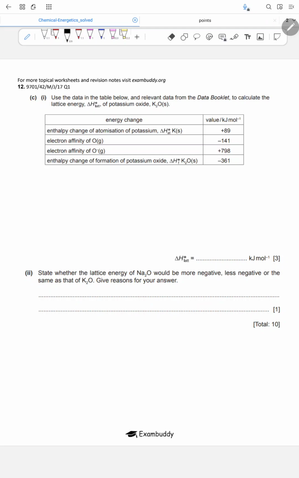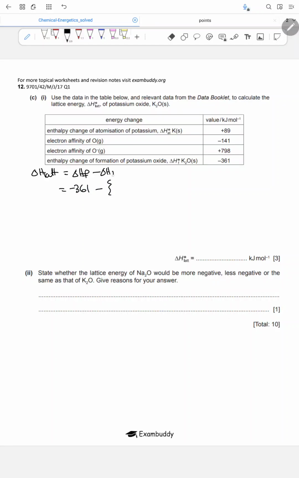Pardon my handwriting. Alright, now the question asks you to find the lattice energy of K₂O. But I won't be going into the details. You can just go back in the video and see how I draw the Born-Haber cycle. So I'll be doing it in a shortcut, which is enthalpy change of lattice equals enthalpy change of formation minus enthalpy change of 1. This enthalpy change of 1 contains all the stuff that is going on in between, from elements to form gaseous ions. We have the formation of K₂O, minus 361.